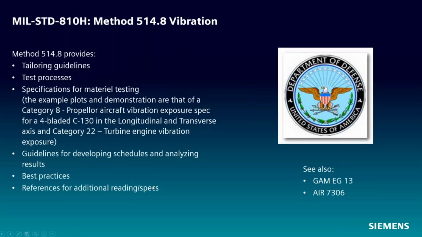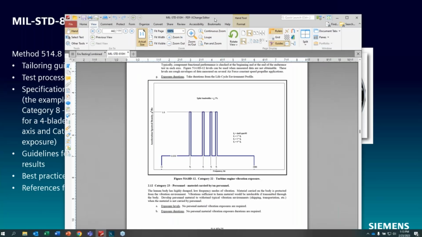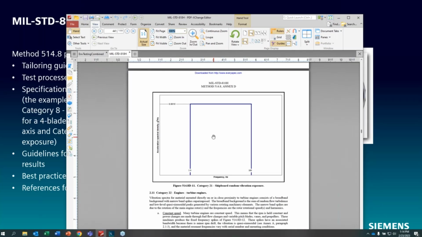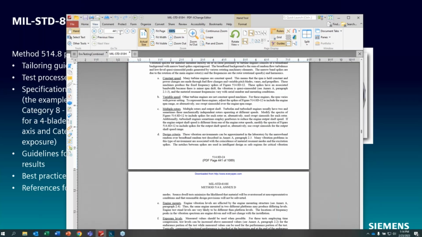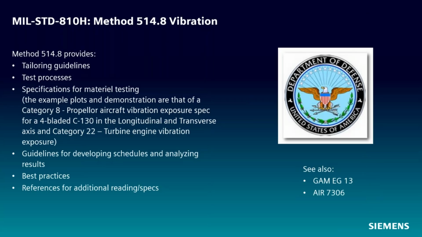This is a great document in general, even if you're not doing DoD or required MIL standard type testing. There's some really good information in here, and it's available for free online. You can download it. Here's my copy of the MIL standard. I have little annotations in here as I go through. You can see it's over 1,000 pages, but a dead useful document if you're doing vibration testing.